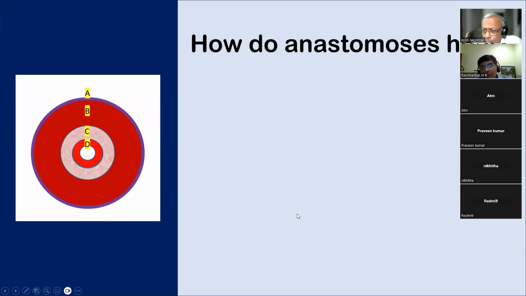All right, we'll come to the chronology of the healing. But to the left of this, in the picture, I have diagrammatically represented the layers of the bowel. A is serosa, B is muscularis, C is submucosa, and D is the mucosa. In terms of anastomotic healing, what is its importance? Vinod.